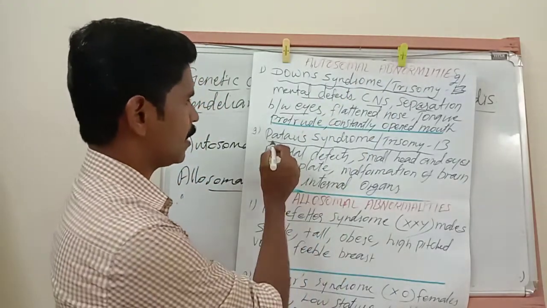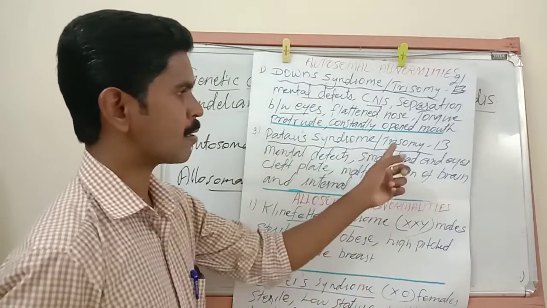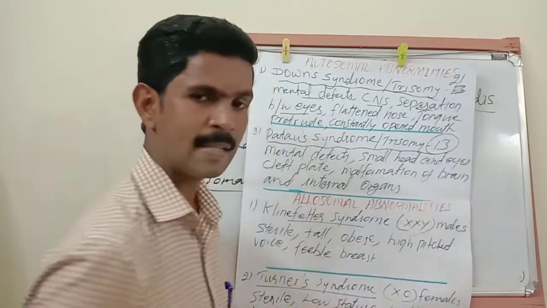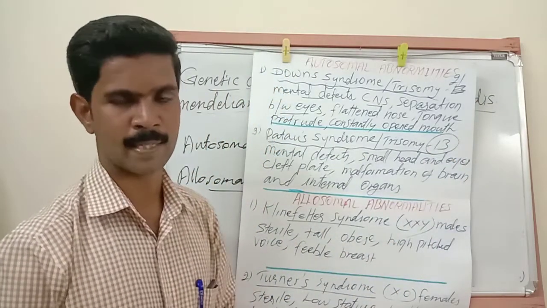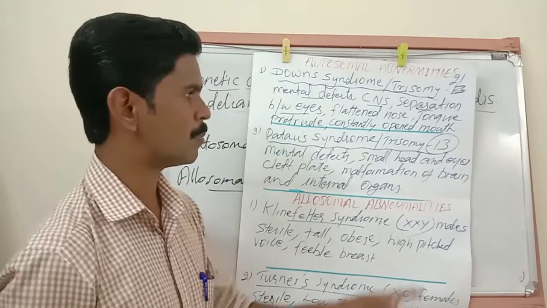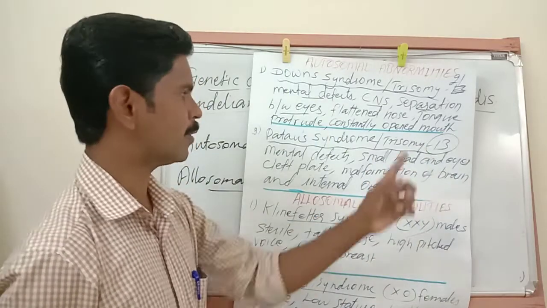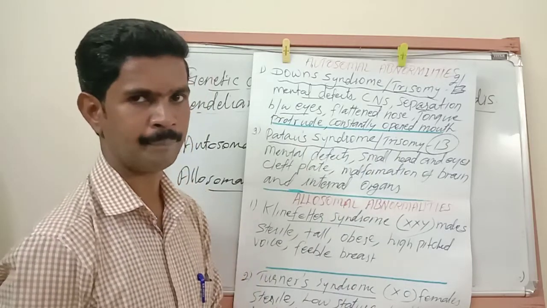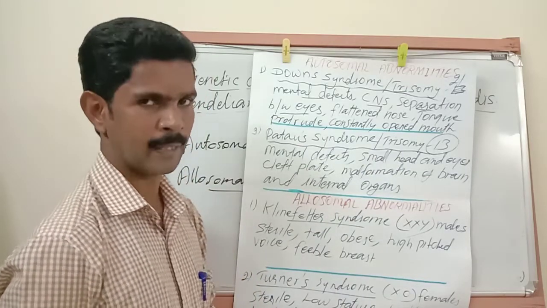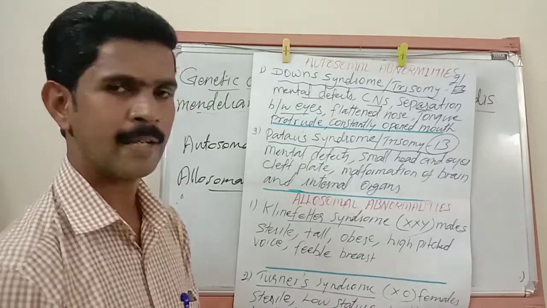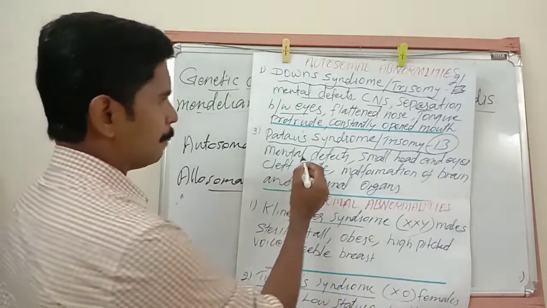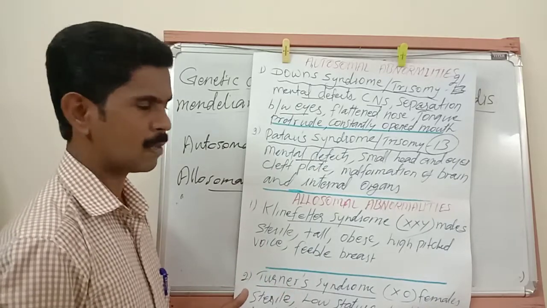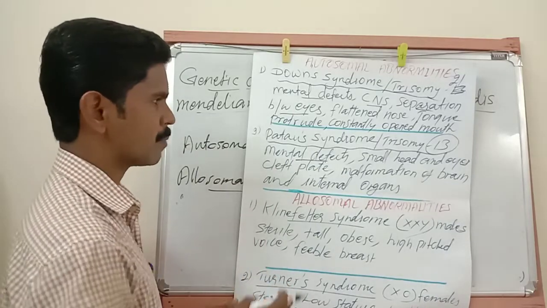And the second example is Patau syndrome, otherwise called trisomy 13. So in the 13th chromosome, one more additional copy is present. This condition is called Patau syndrome, otherwise called trisomy 13. Hope you understood the symptoms of these disorders. Patau syndrome: mental problem. Here also mental retardation is the major symptom of this disorder.